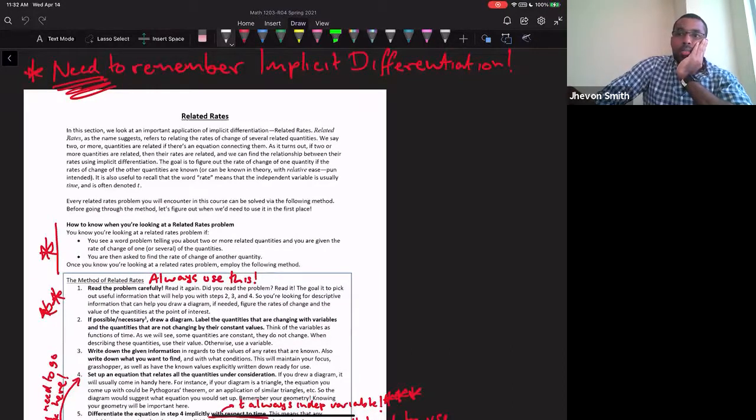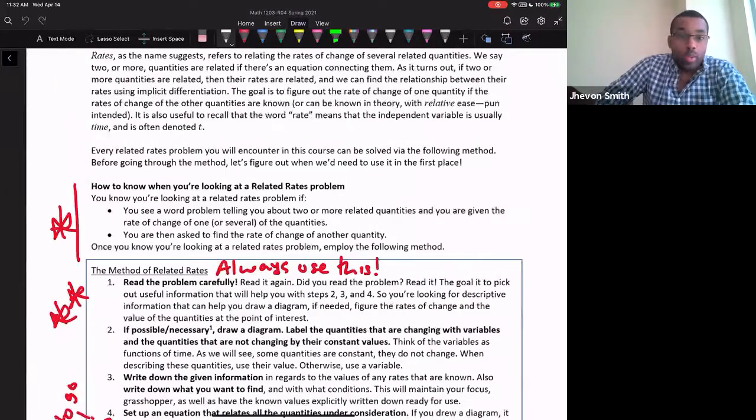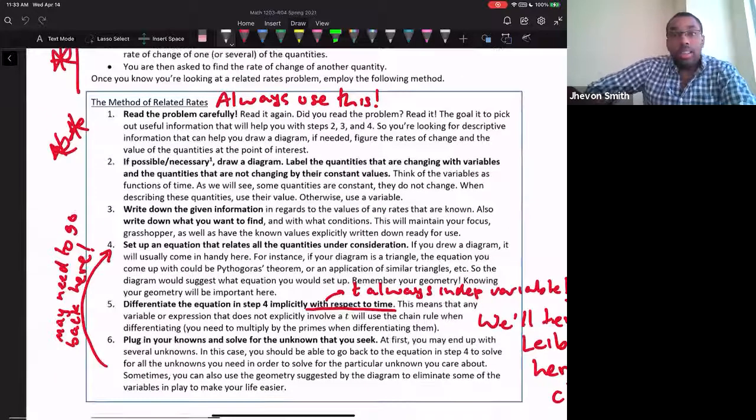The idea is when two quantities are related, so are their rates related via implicit differentiation. We know that this is going to be one of the word problems we're faced with. If we are told about some related quantities, we're given the rates of some of them, but not all of them, and we're asked to find one of the rates, once you notice that that is the question, these are the 6 steps you go through. You always go through these steps in this order.